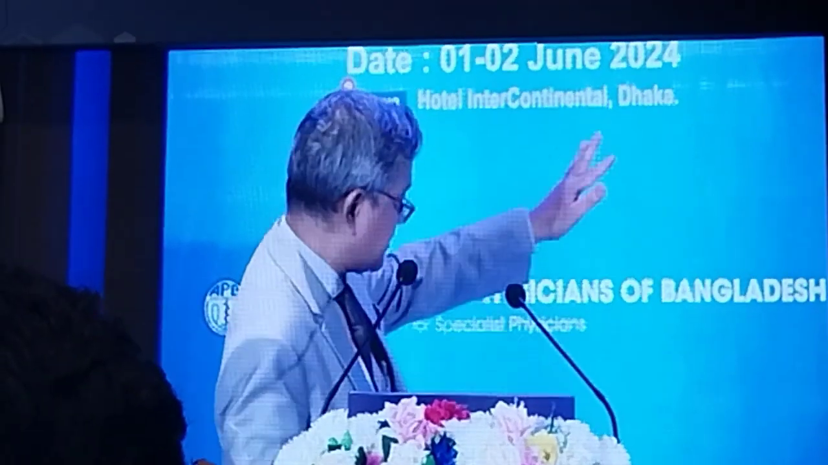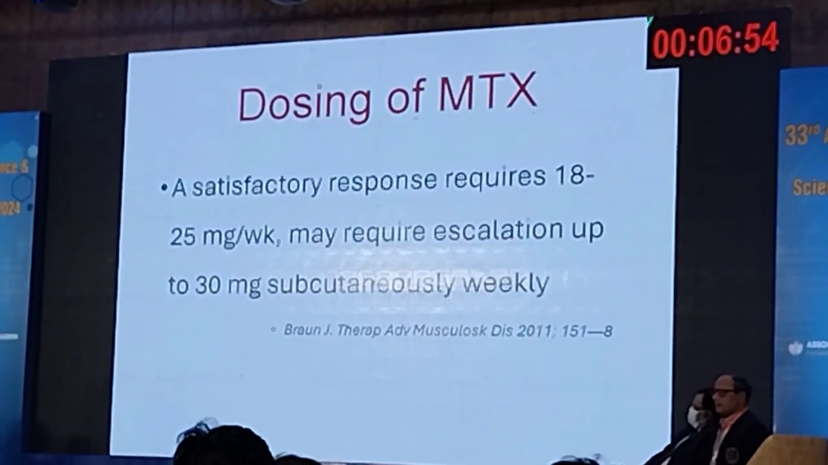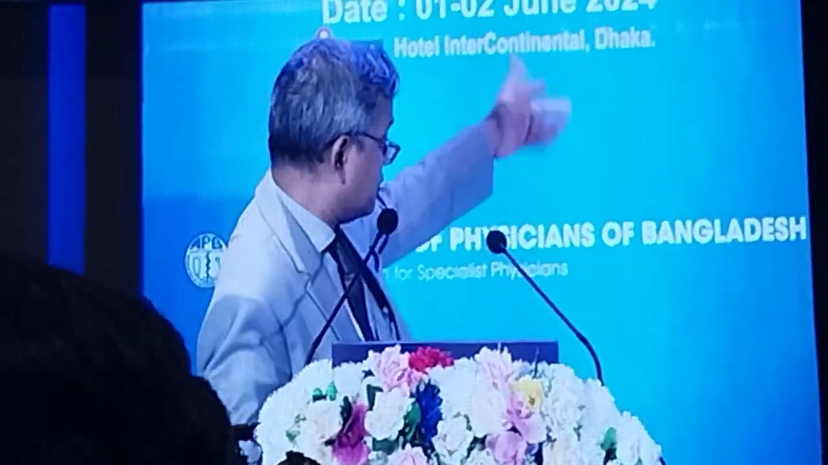So what should be the dose of methotrexate? You can see a satisfactory response requires 18 to 25 mg per week. I am highlighting this because I have seen many doctors prescribing a JAK inhibitor, tofacitinib, after failure of 15 mg of methotrexate, which may require escalation to 30 mg subcutaneously weekly. And what should be the route? The subcutaneous route is superior in efficacy to the oral route.